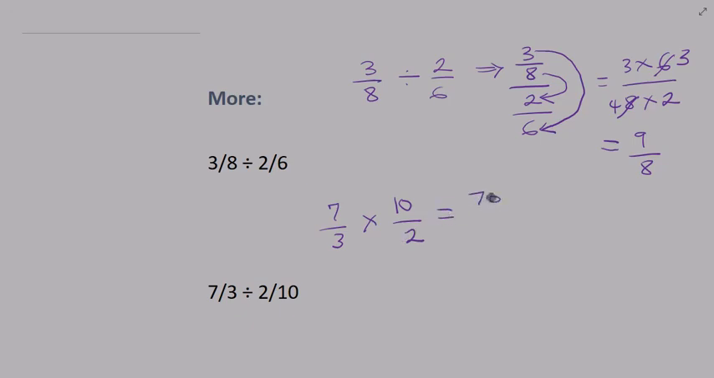7 times 10 is 70, and 3 times 2 is 6. At this very point, 2 can cancel out. So 2 here is 35, all over 2 here is 3. And we can just stop here.